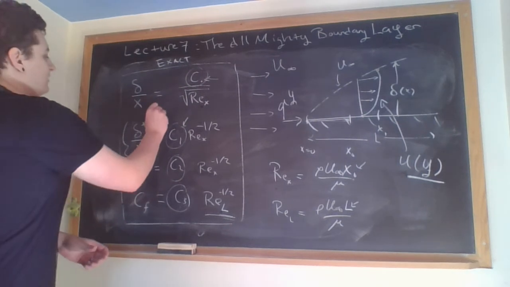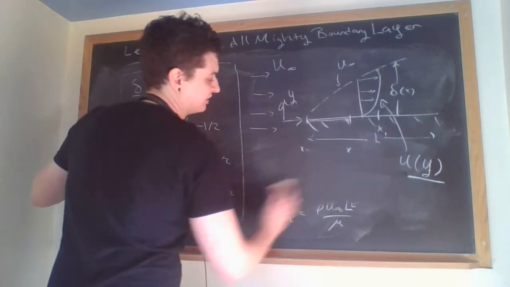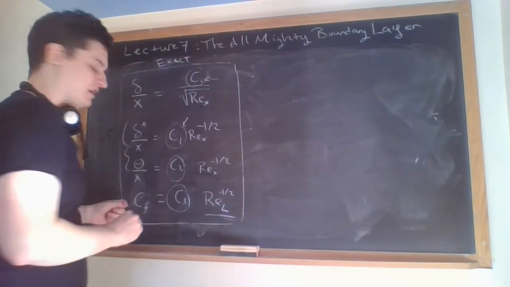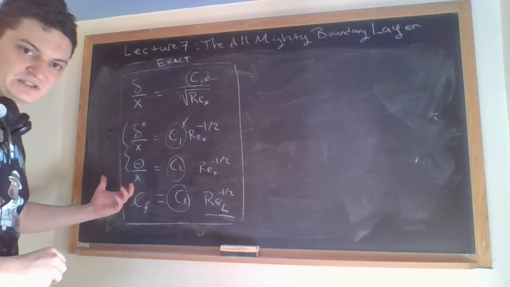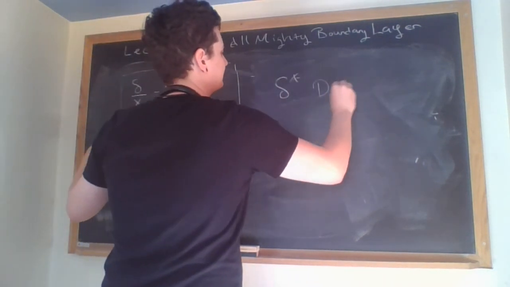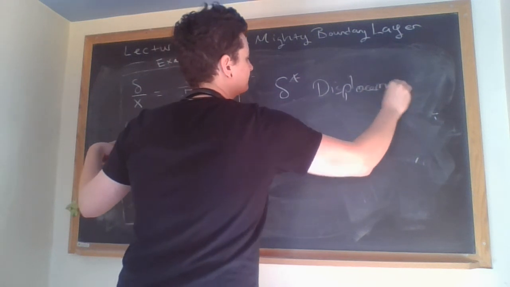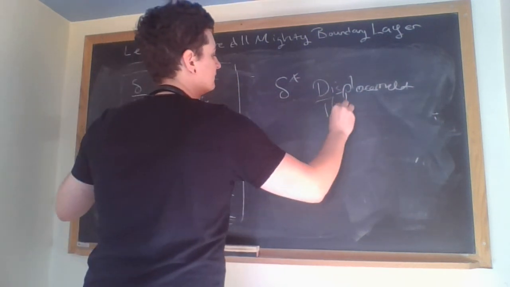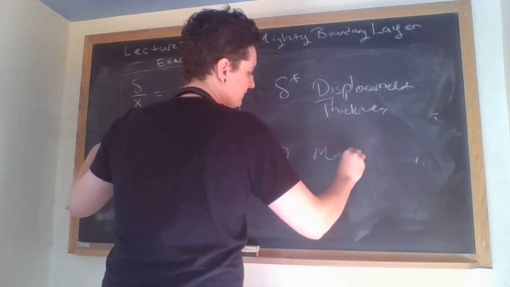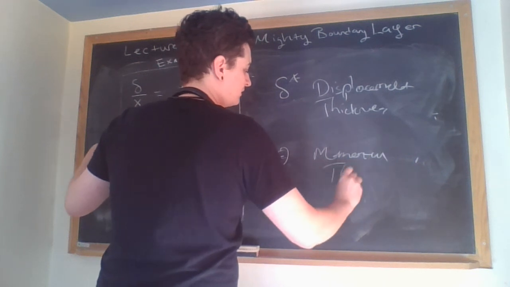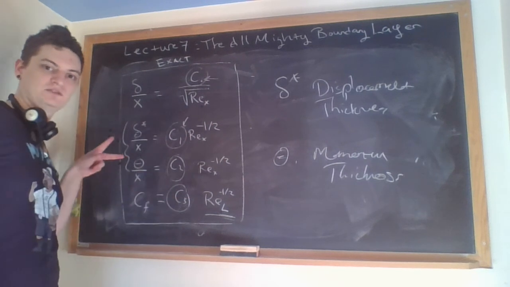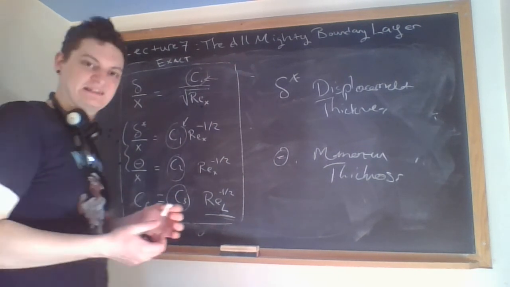So next, we're going to describe what these two variables are and what you'll use them for. You already know what the coefficient of friction is. It helps you calculate drag forces. This one is called a displacement thickness. This is called a momentum thickness. I'm going to go over what those two things are, and they help you reason some things out.